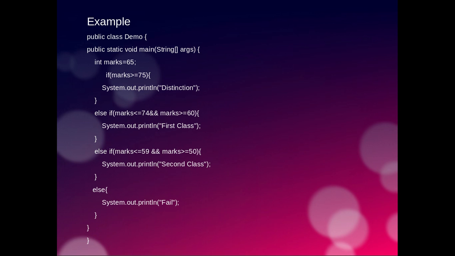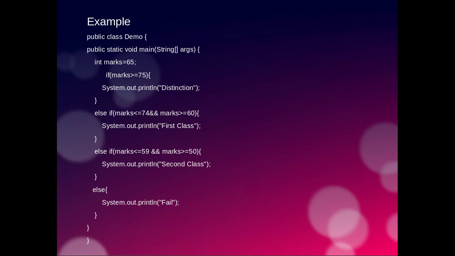Now the example for this if-else ladder: we define here the class Demo with the main method and we define one variable marks equal to 65. Now we check in which class the student can score. If the marks is greater than or equal to 75, it will print the message distinction, because the student scored marks of 75 or more, that means it is a distinction, so it will execute the first statement.